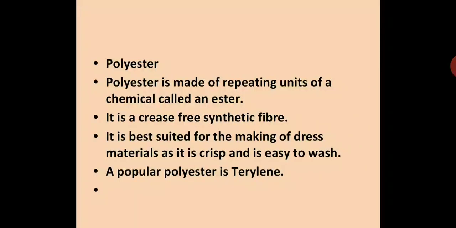Then polyester is made of repeating units of a chemical called an ester. An ester is a chemical, a molecule. It is a repeating unit, that's why polyester. One single unit is an ester and many units of ester become polyester. Chemically, it's one single molecule of ester, and when you link them with a bond, many units of ester together become a polyester.